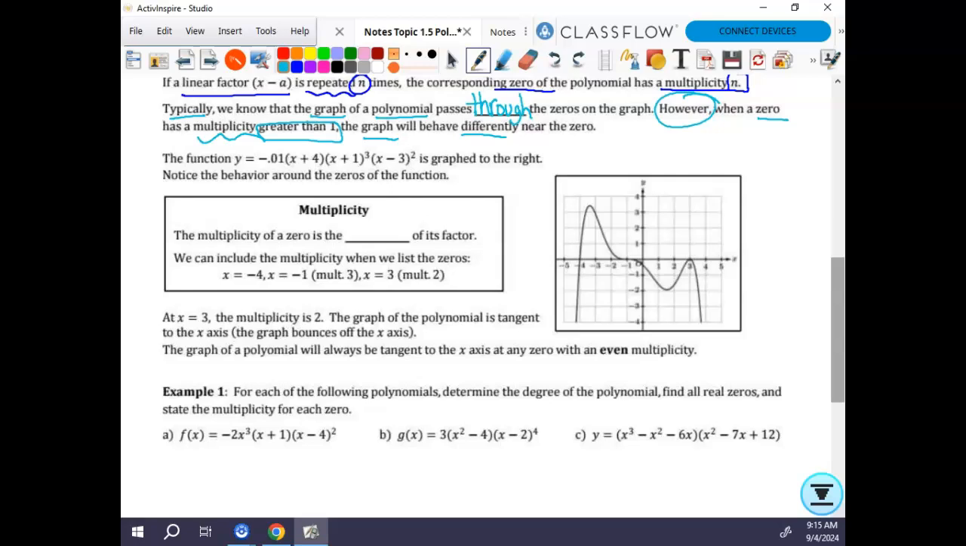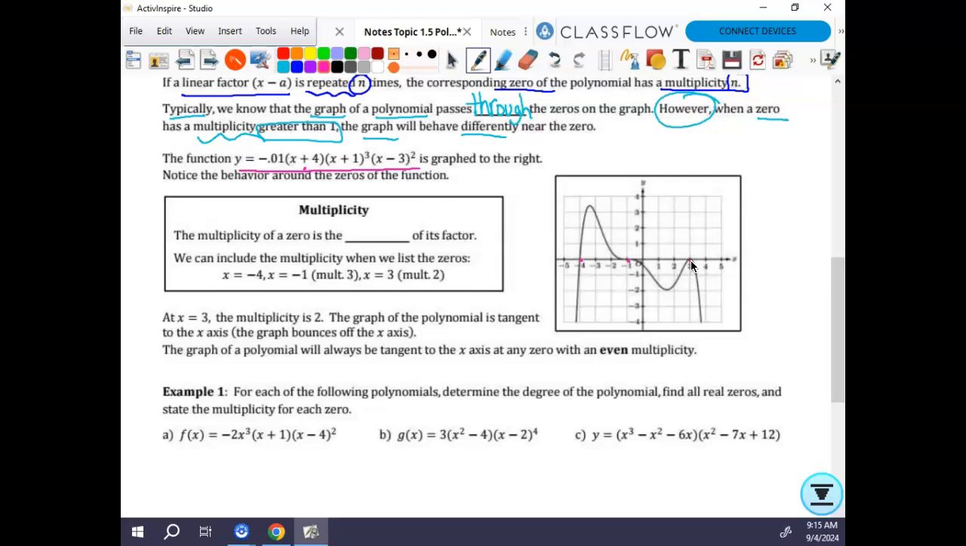So look at this graph over here. We've got this function, its graph to the right. It says, notice the behavior around the zeros. So that means this, I have a 0 at -4, I have one at -1, and I have one at 3. Those are my 3 zeros of my function. For -4, it just passes straight through, kind of like our quadratic did. Here at -1, it does this little wiggle, all right? And then here at 3, it bounces off the axis and comes back down.